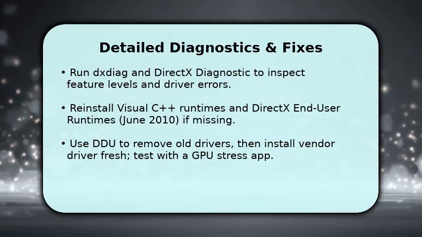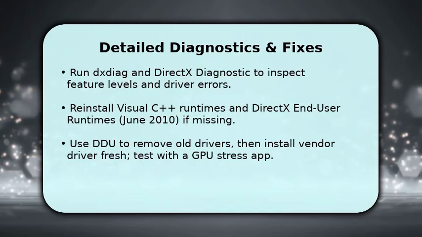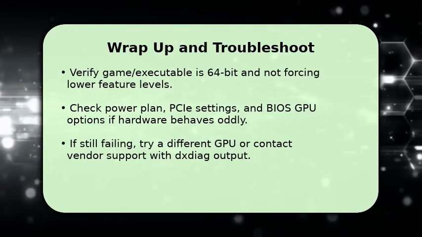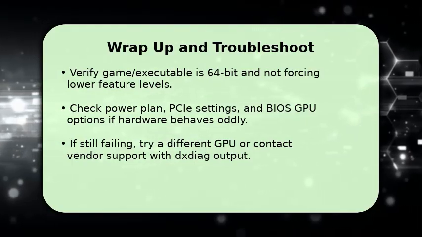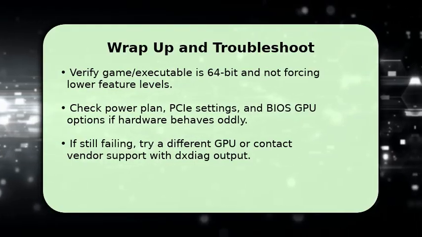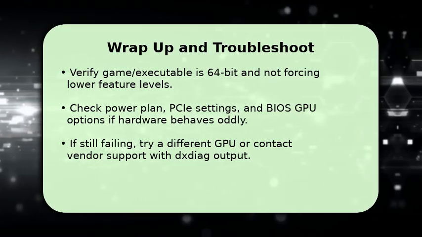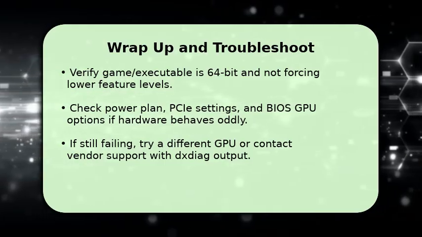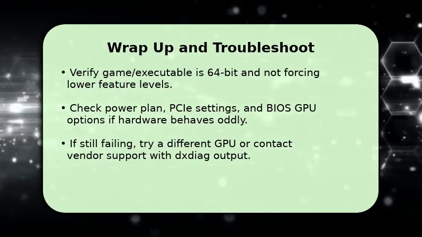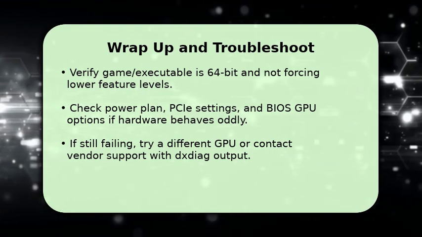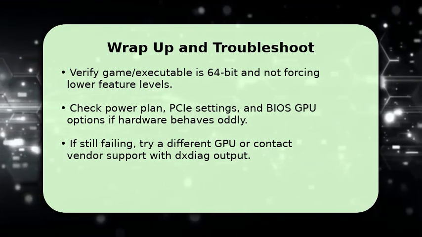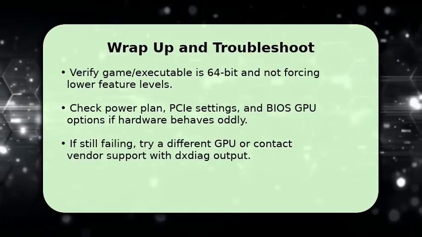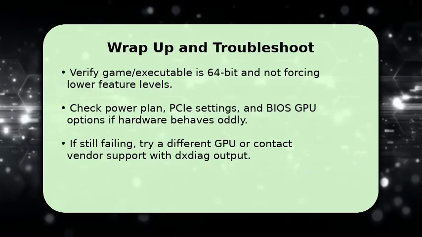Finish by validating application and system settings so the fix sticks. Ensure the game or app is running as expected. 32-bit wrappers or compatibility settings can force lower feature levels, so disable compatibility mode. Check Windows Power Plan and BIOS settings for PCIe and integrated GPU priorities, because throttling or wrong primary GPU can block 12.0. If issues persist after these final steps, swap in a known good GPU or collect your dxdiag and driver logs and contact vendor support. That one troubleshooting tip often speeds resolution.